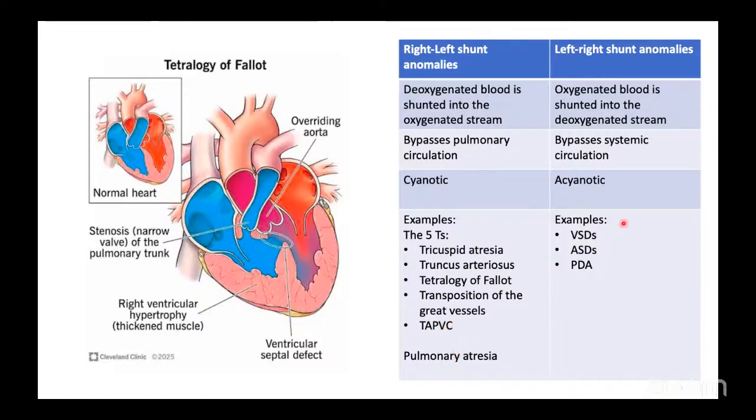As for the left-right ones, these are ventricular septal defect, atrial septal defect, and persistent ductus arteriosus. These ones are less consequential, but they may become right-left shunts as a result of pressure changes later on. So they need to be corrected as well.